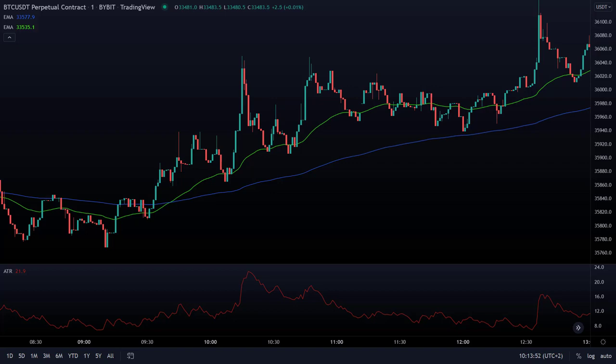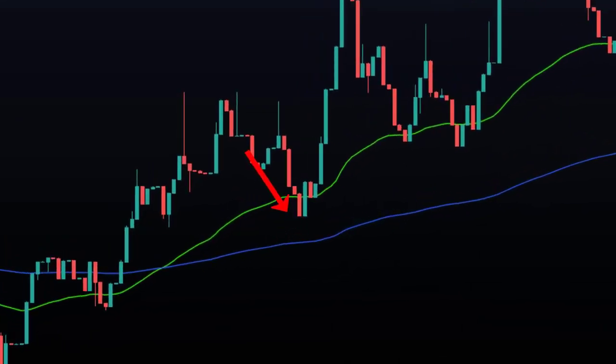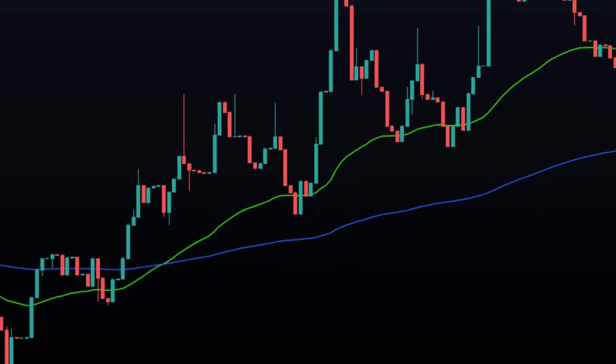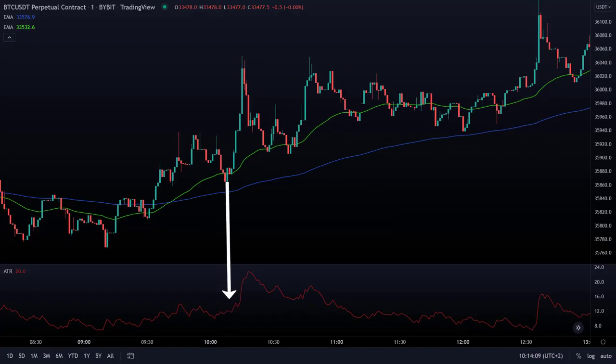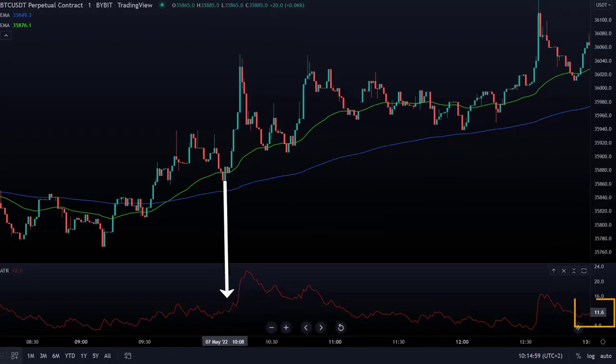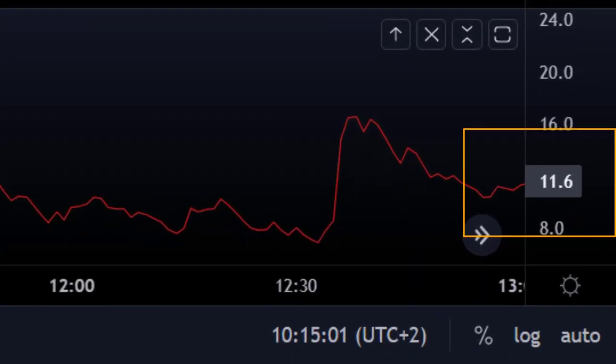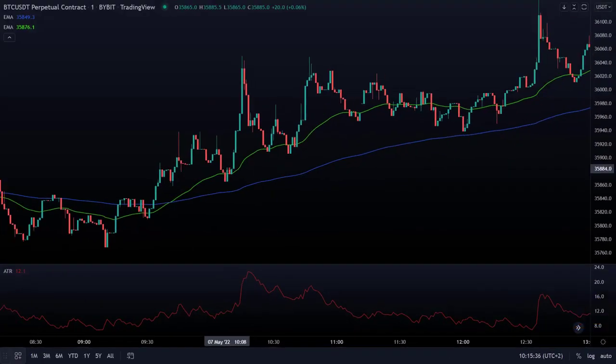A reversal can be characterized by the price first falling through the 50 or 200 EMA and then rising again. Here we see that the price first drops below the 50 EMA and then rises again above it. This is our confirmation for opening a buy position. Once we have this confirmation, we look at the value of the ATR at that time. We see that the ATR has a value of 11.6.